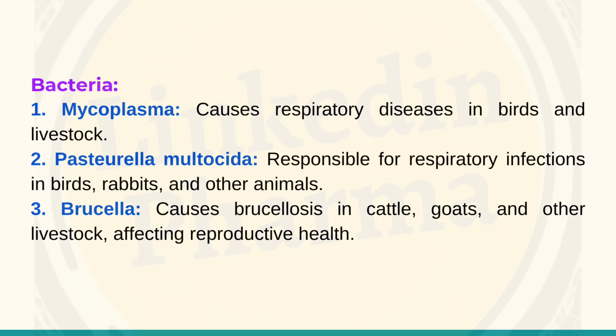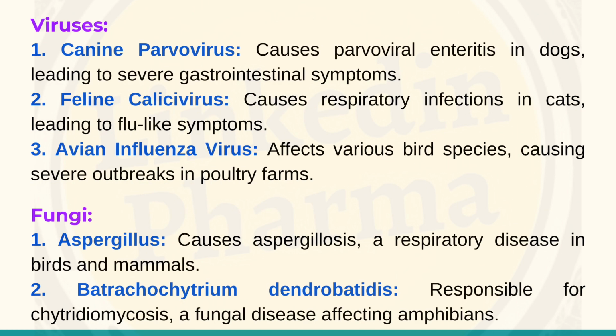Brucella causes brucellosis in cattle, goats, and other livestock, affecting reproductive health. Viruses. Canine parvovirus causes parvoviral enteritis in dogs, leading to severe gastrointestinal symptoms. Feline calicivirus causes respiratory infections in cats, leading to flu-like symptoms. Avian influenza virus affects various bird species, causing severe outbreaks in poultry farms.